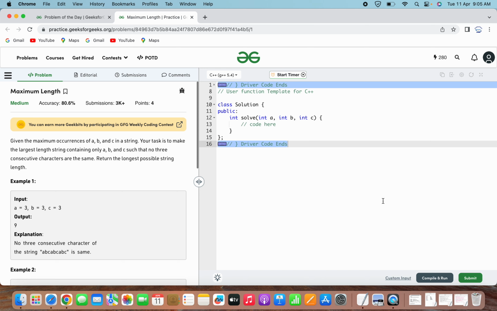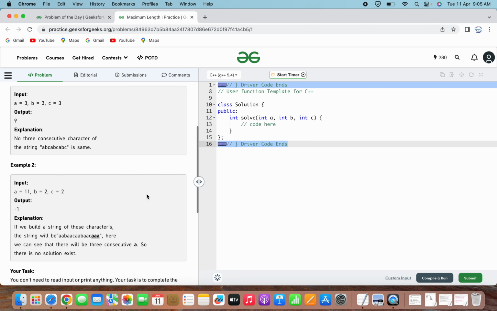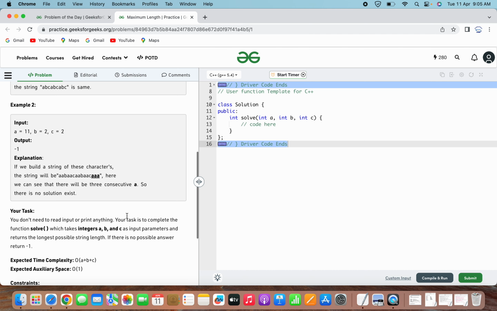Let's go through and understand the given problem statement. Here it is said, given the maximum occurrences of A, B and C in a string, your task is to make the largest length string containing only A, B and C such that no three consecutive characters are the same. Then return the longest possible string length. And if we do not have such occurrences possible using those given inputs, then we have to return -1.